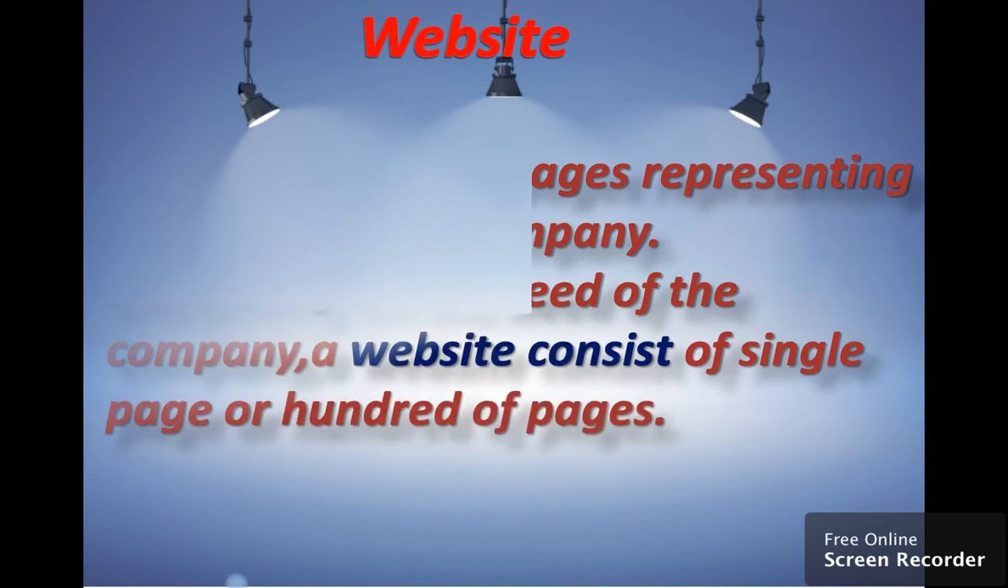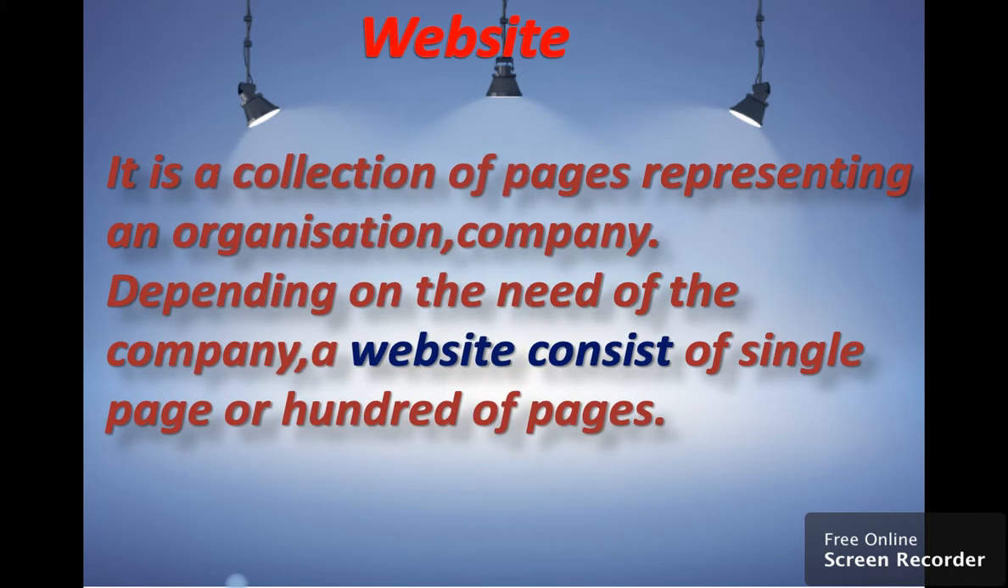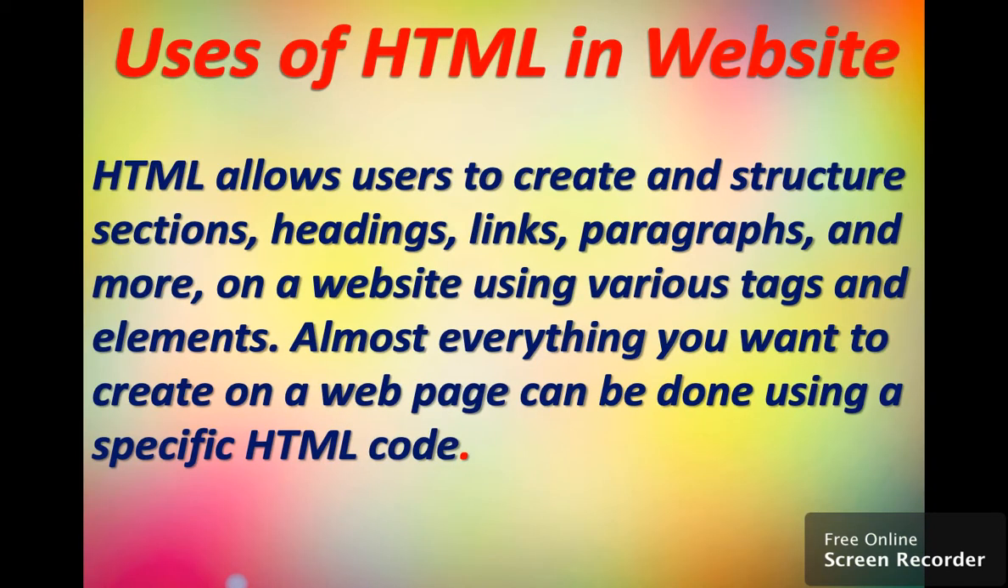What is a website? It's a collection of pages representing an organization or company. Depending on the need of the company, a website consists of a single page or hundreds of pages. Use of HTML on a website: HTML allows users to create and structure sections, headings, links, paragraphs, and more on a website using various tags and elements. Almost everything you want to create on a web page can be done using a specific HTML code.